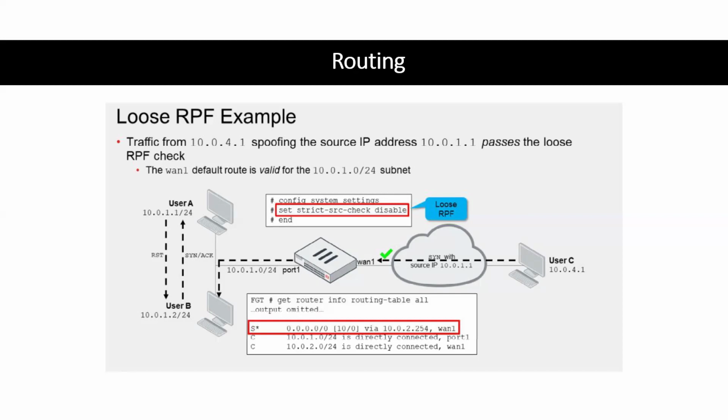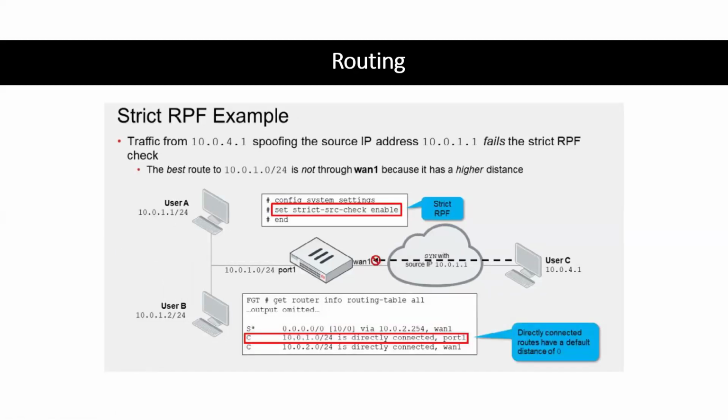Okay. And I want you guys to see, how do we know within the CLI that it is running the loose RPF method? If we go to system settings, we see set strict source check, it's disabled.